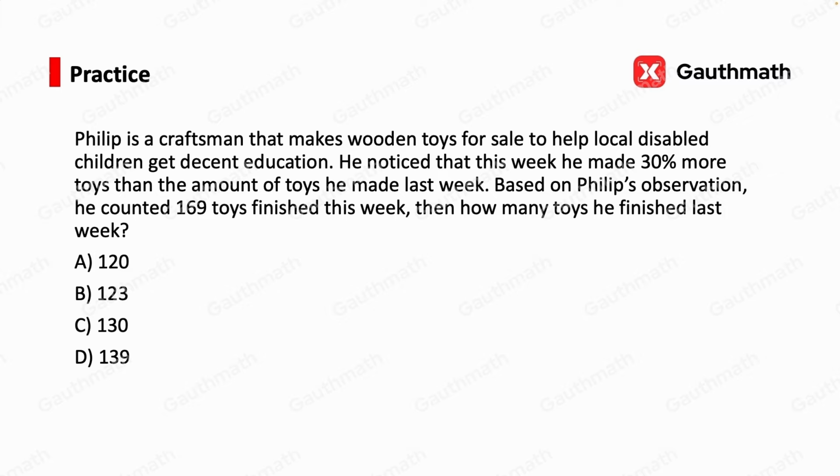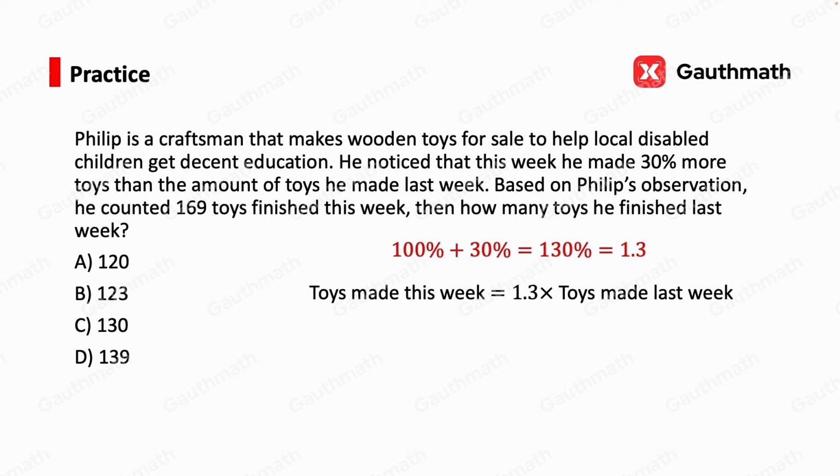So Philip made more toys this week than last week. Then how much more? That's 30% on top of 100%, so that's 130%, which turns into 1.3. And then we can form an equation. The amount of toys made this week equals 1.3 times the amount of toys Philip made last week. Then substitute the amount of toys Philip made this week, 169, into the equation. And then we solve by dividing, and the final answer is 130 toys last week.